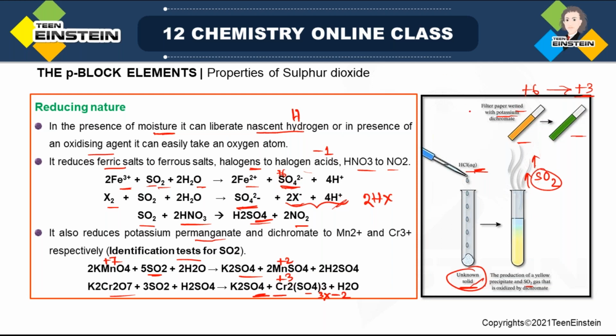Similarly, you can also take filter paper which is wetted with KMnO4 solution. So the purple color of KMnO4 will be lost and the paper will be white. Okay.